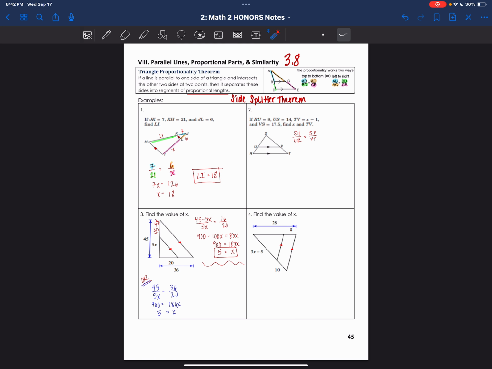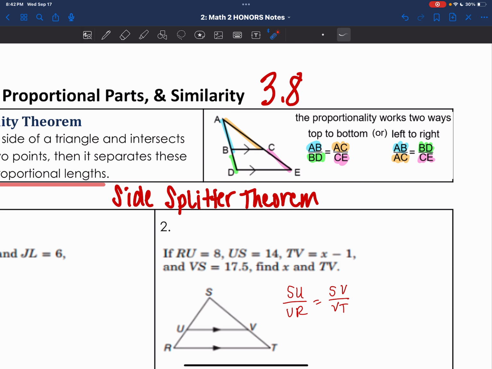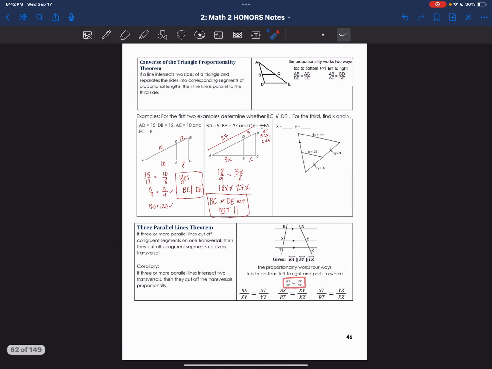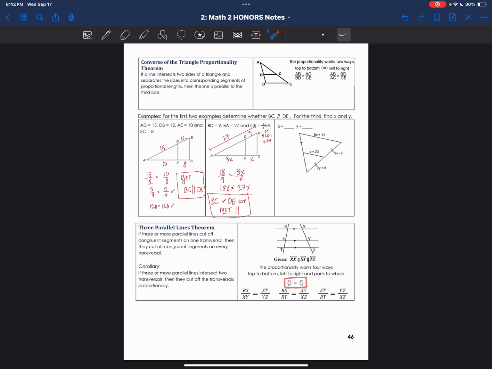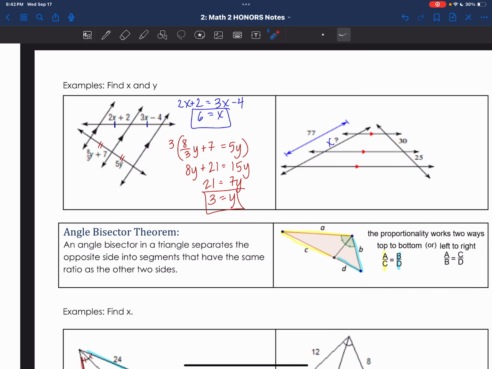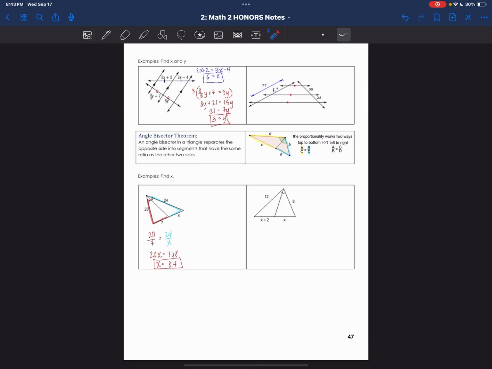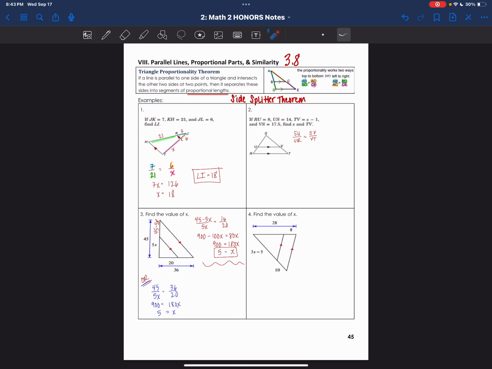So remember, parallel lines, proportional parts, so you can do the side splitter theorem, which says that if you have parallel lines, this is going to be proportional to that, and that's going to be over that, so they're going to be proportional this side to that side. And then the 3 parallel lines, they cut off congruent segments on every transversal. So here we just talked about it, and then you can solve that one. And then the angle bisector theorem, it cuts off one side of the triangle and makes that proportional to the other side of the triangle. And that is your parallel lines, proportional parts, and similarity.